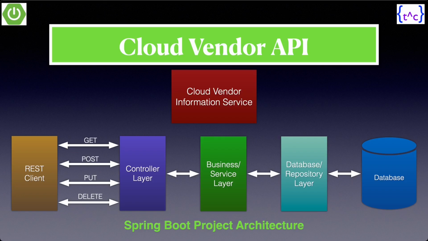Currently I'll be explaining what we will be doing in this session. That means what all layers we'll be testing. In our previous sessions, we built our Cloud Vendor Information Service or Cloud Vendor API, in which we built 3 layers: the controller layer, the business or service layer, and the database or repository layer. The database or repository layer is responsible for interacting with the database, and the controller layer is responsible for interacting with the external world with the help of get, post, put and delete methods. All the CRUD operations we have already implemented. And the center layer, which we call the business or service layer, is responsible for holding the business logic.